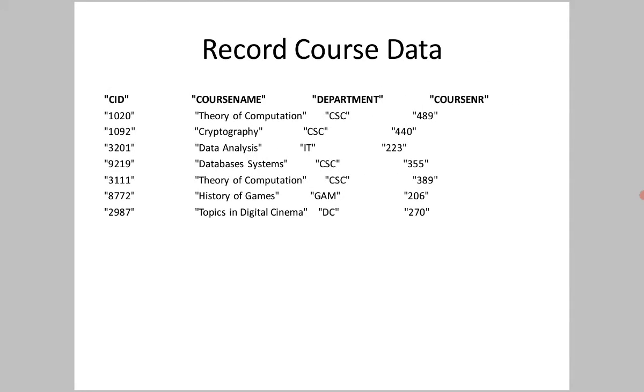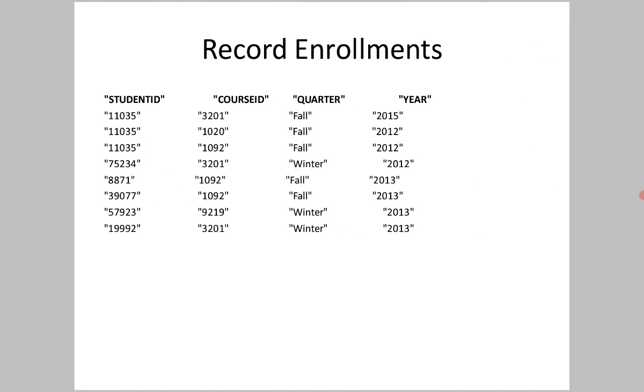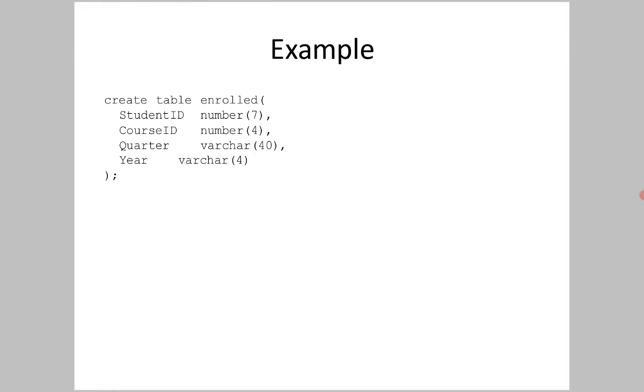These are the records of a course table. How to create a course table? Create table course, course ID number of 4, course name varchar of 40, department varchar of 4, course number char of 3. These are the records from enrollments. So how to create an enrollment table? Create table enrolled, student ID number of 7, course ID number of 4, quarter and year.